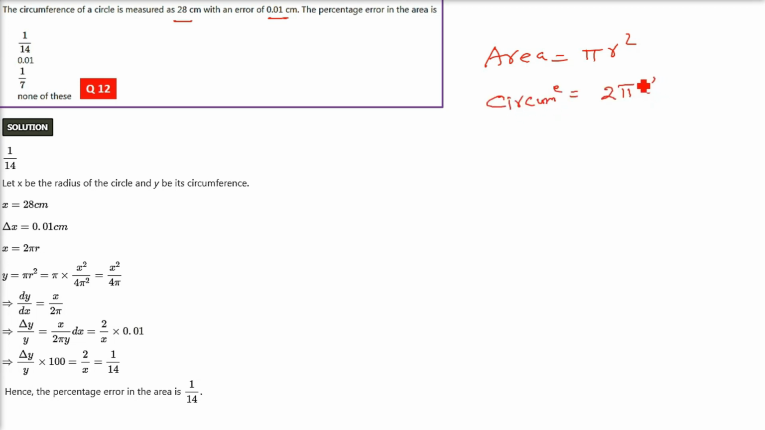So rather than dealing with area and circumference, why not deal with x and y? Circumference can be taken as x, area can be taken as y. Now it will be easier for us to deal with y and x. X is 28. What is delta x? I am talking about circumference. Circumference error is 0.01. Actual circumference 28.